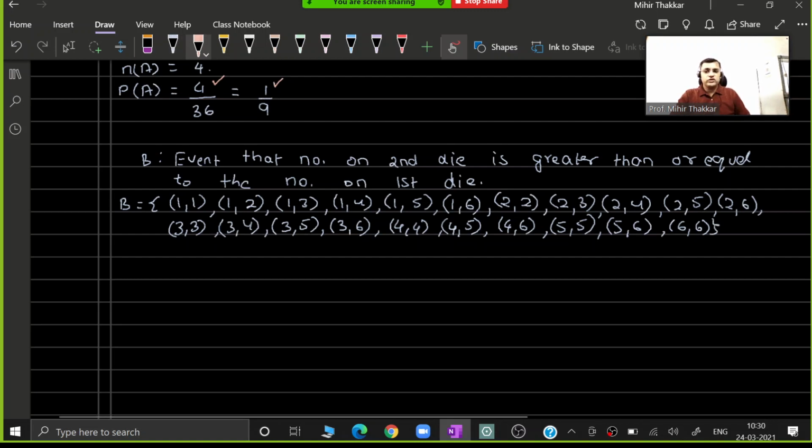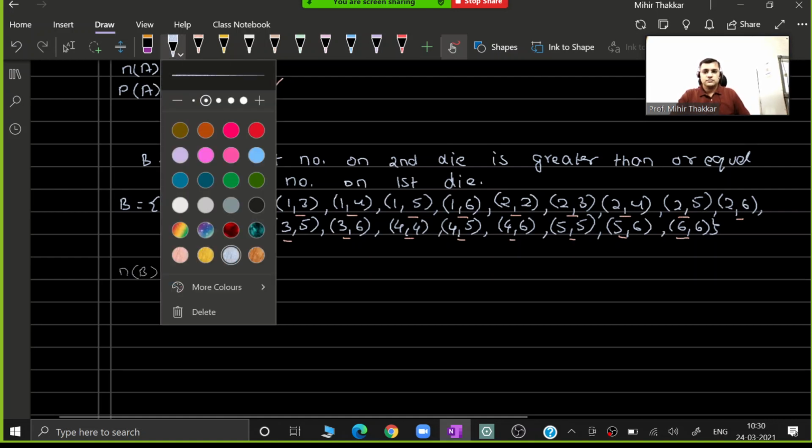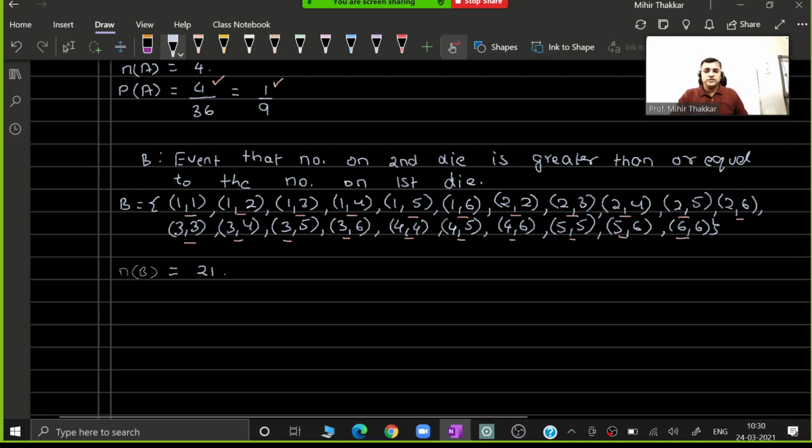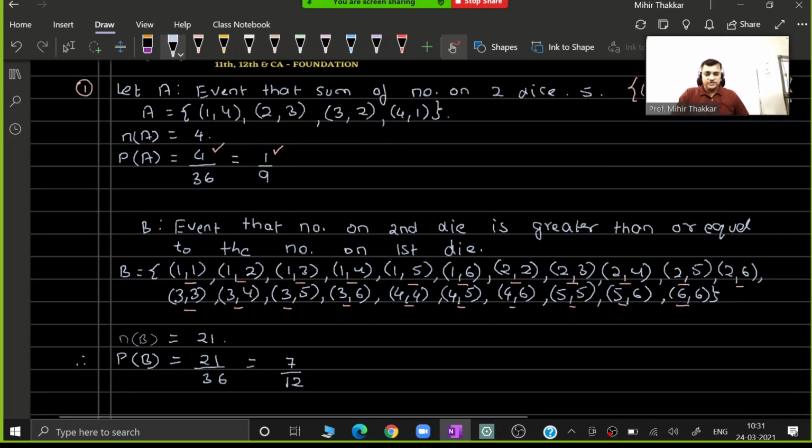So let us calculate or count how many outcomes are available. 1 2 3 4 5 6 7 8 9 10 11 12 13 14 15 16 17 18 19 20, and that is the 21st outcome. So n of B comes out to be equal to 21. So in that case, probability of B is 21 by 36, and that is reducing by 3, I get 7 upon 12.